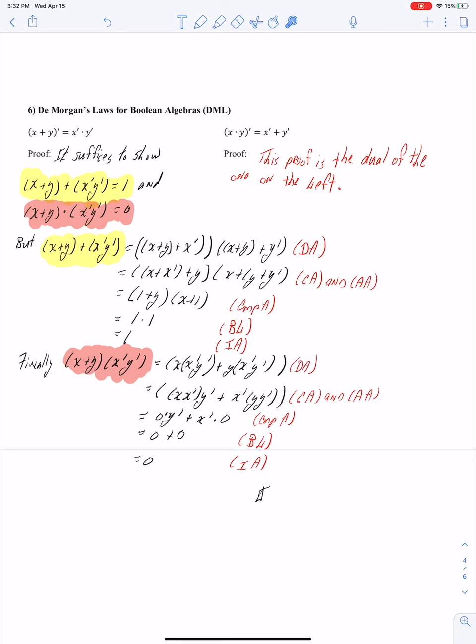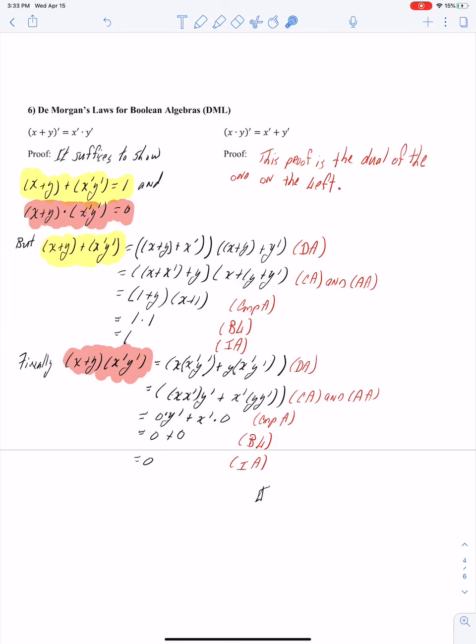But what does this statement mean? The complement of this thing is this. Remember, we've dealt with complements before. All right, so it suffices to show what? That if I take this, x plus y, and I add this, x prime y prime, I must get 1. Or if I take this inside thing, x plus y, and multiply or dot it with x prime dot y prime, I should get what? 0. So proving this is equivalent to proving these two statements.